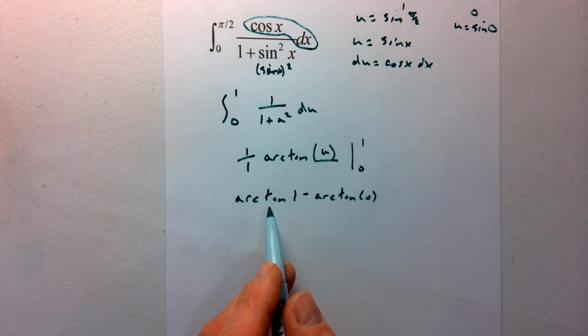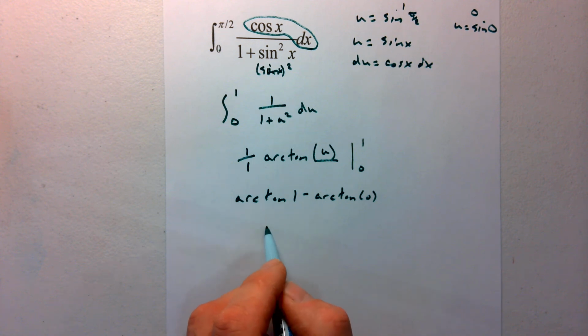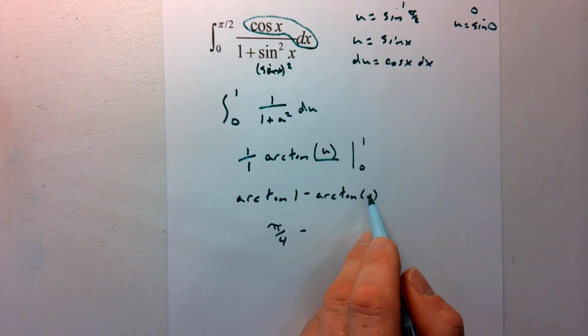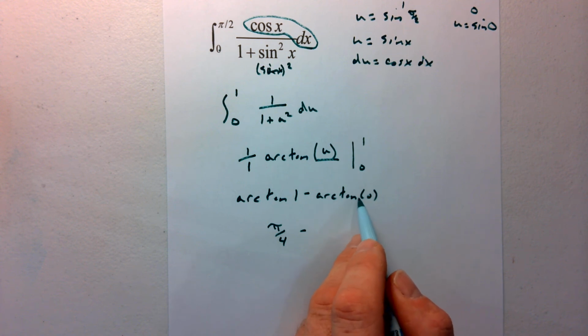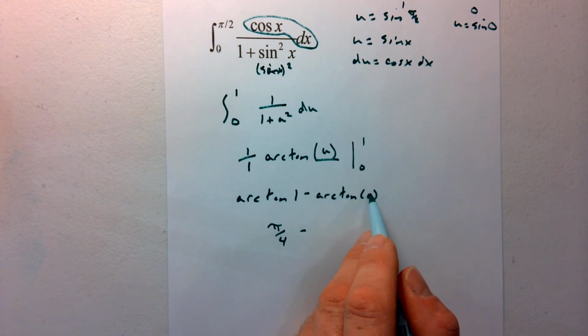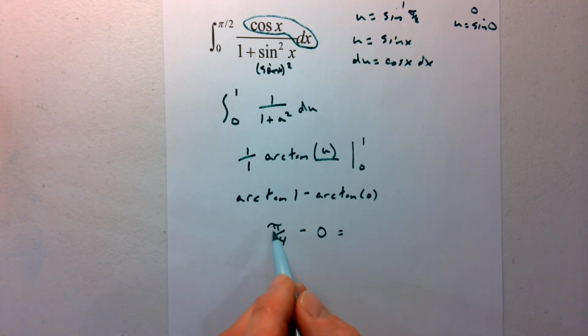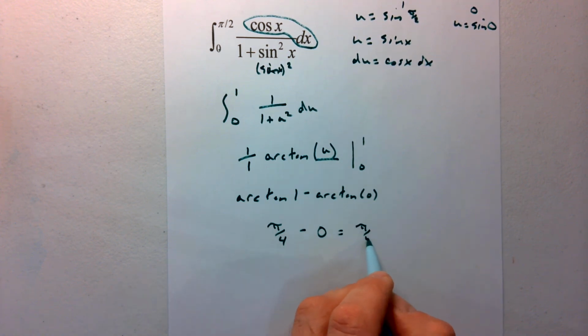So what do we know about the arctangent of 1? Where does tangent equal 1? Tangent equals 1 at pi over 4. Minus, where does arctangent equal 0? Tangent is 0 at 0. So we have pi over 4 minus 0, which is pi over 4. So our value is going to be pi over 4. And that's going to give us our final answer.